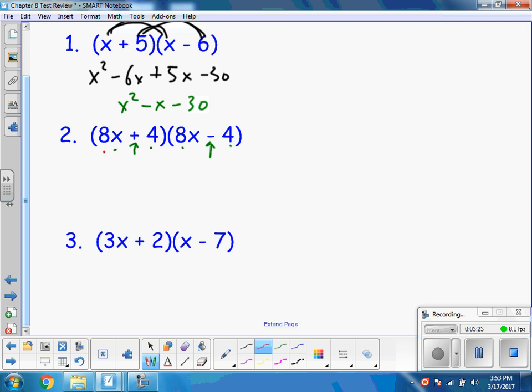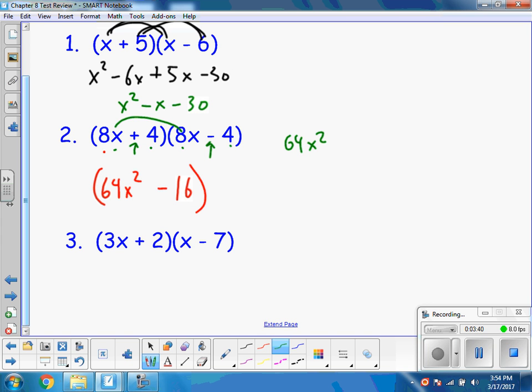This guy I can recognize here. I have 8, so it's going to be 64x squared minus 16. And I can jump right to that. But if you don't see that, you can FOIL that out, and you're going to get the 64x squared.